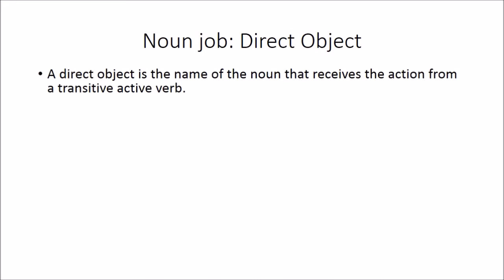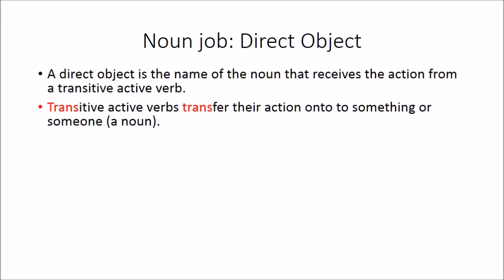A direct object is the name of the noun that receives the action from a transitive active verb. Now, what the heck does that mean? Transitive active verbs transfer their action onto something or someone. Well, if it's something or someone, that's going to be a noun, right? And that noun is called the direct object.